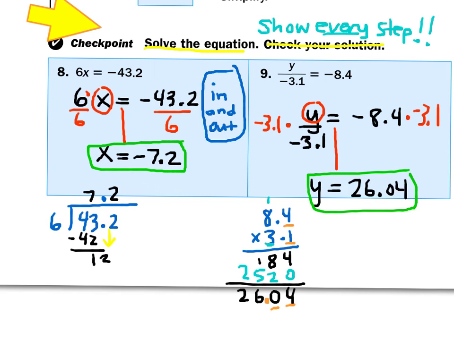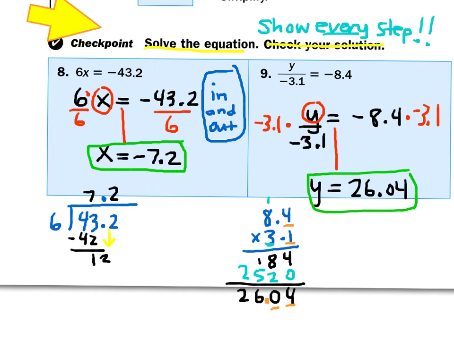Take a look at number 9. Copy the equation exactly like you see it. Y over negative 3.1 equals negative 8.4. Circle your variable, bring the wall straight down. Now look at what's touching the circle. I see dividing by negative 3.1, so I use the inverse. I multiply by negative 3.1 on both sides of the wall.